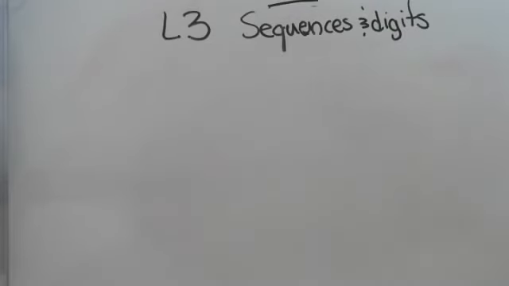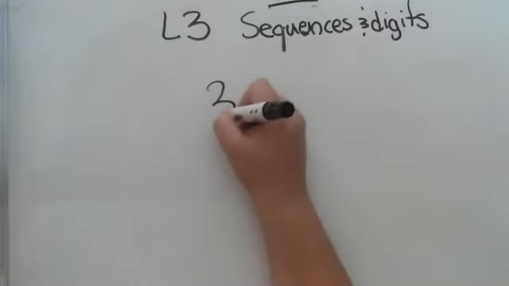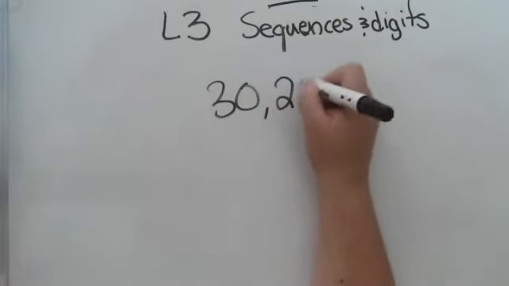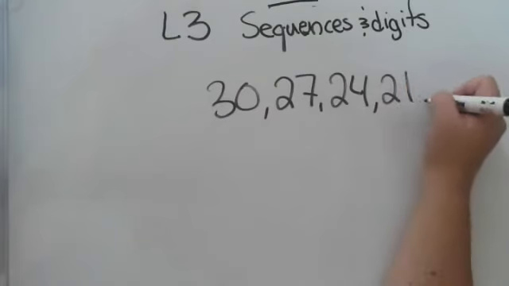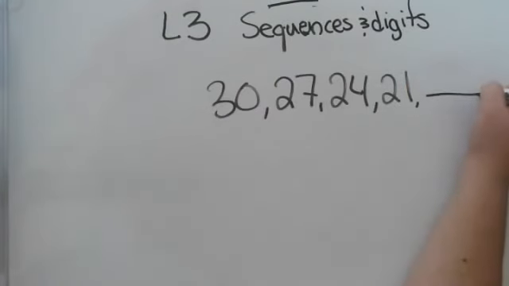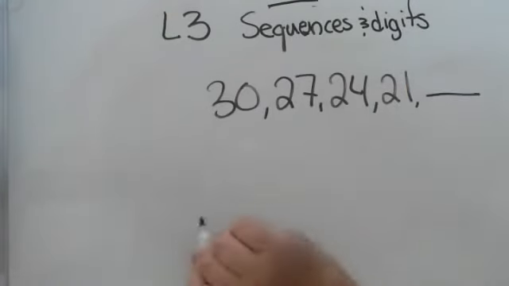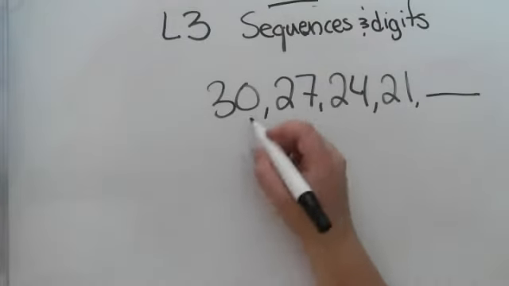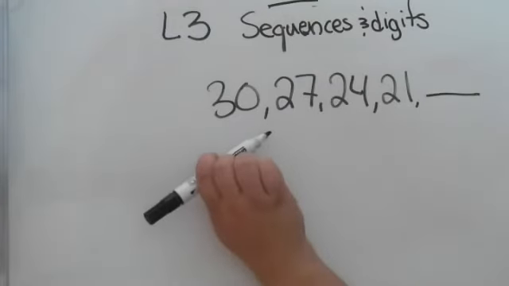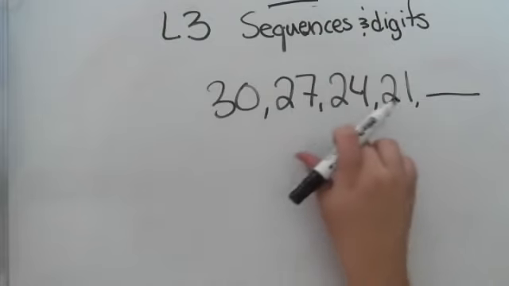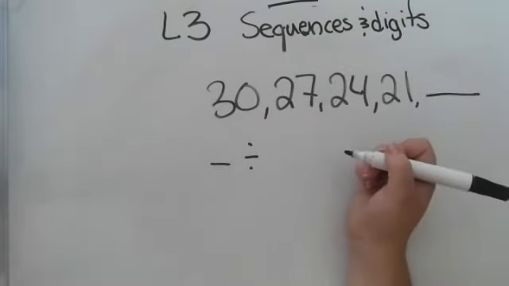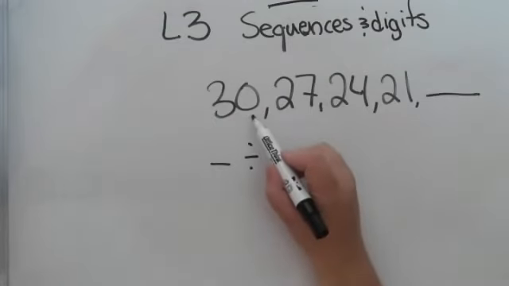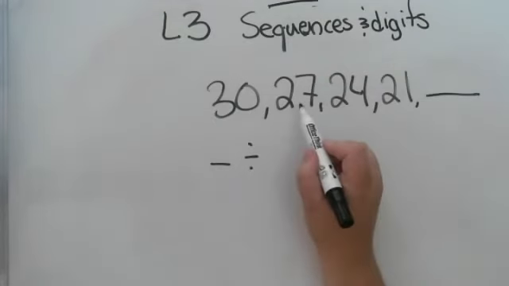Let's look at 30, 27, 24, 21, missing term. Okay, so this is now, as you can see, it is not going up, it is going down, which means I'm either subtracting or dividing. Okay, so let's do this one. 30 to 27. Well, let's find out.